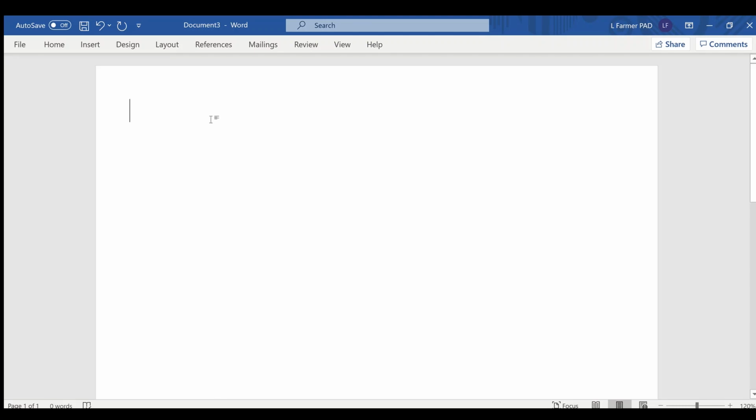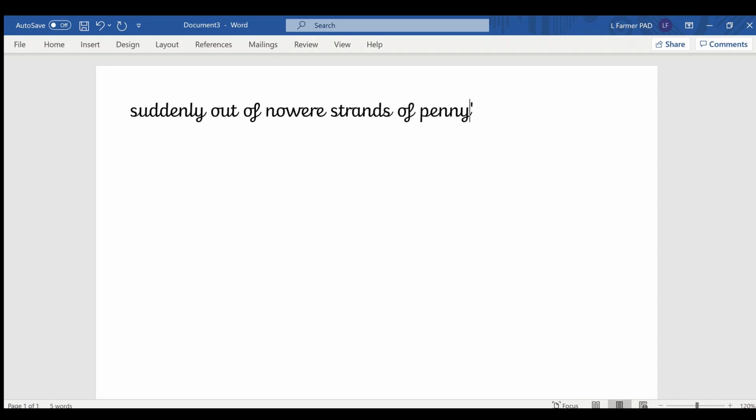Okay, so for this next one, I've had to change the settings of Microsoft Word because it's very good and it corrects your spelling and your grammar sometimes. So I've tried to turn all the settings off. Hopefully this will work. So I'm going to write the next part of my story now. So I'm going to say, suddenly, out of nowhere, we'll say that one. Out of nowhere, strands of Penny. Oh, there's a clue for you.